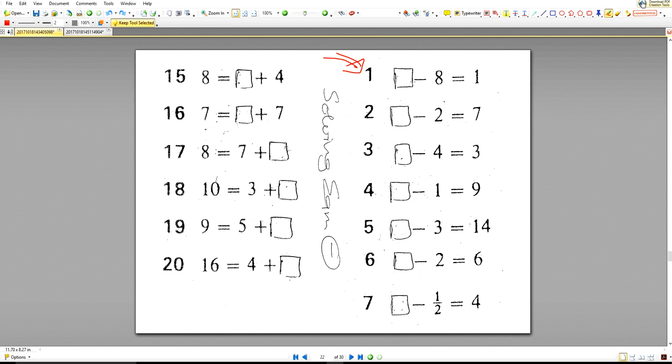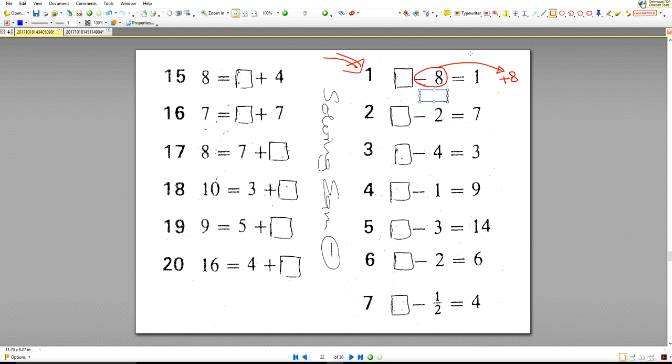We've got to work out the missing number from the box. The missing number minus 8 is 1. And as I said before, we grab the minus 8 from the left hand side, take it to the right hand side. As we change side, we change sign. So the minus 8 becomes a? Plus 8. So now what do we have now?